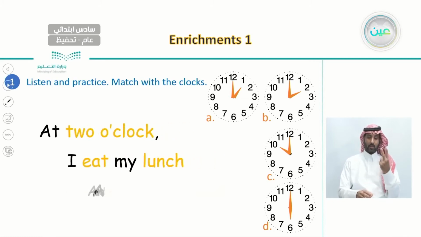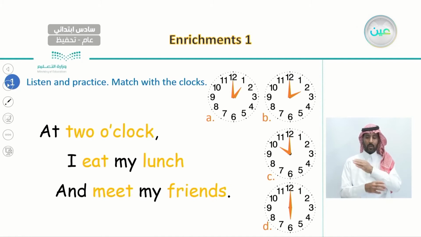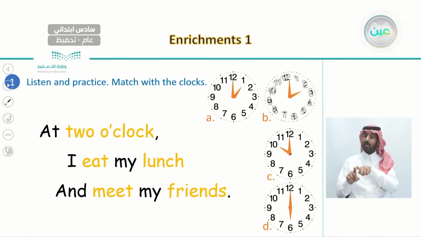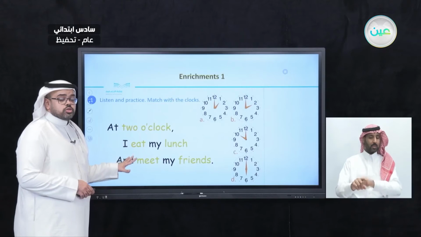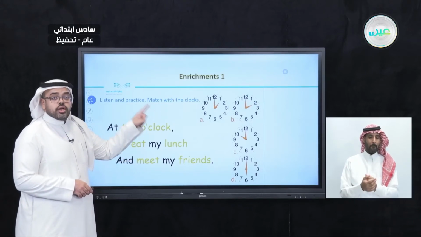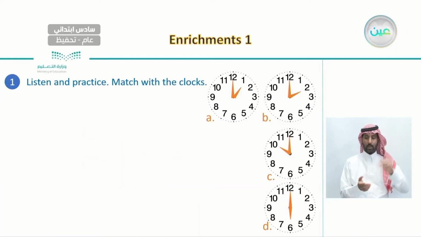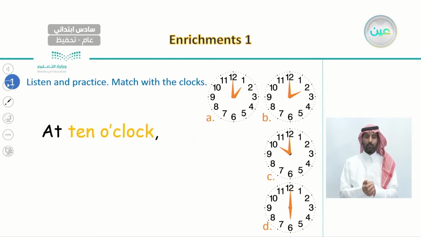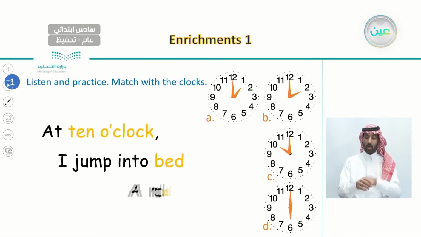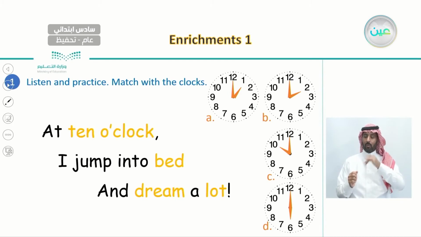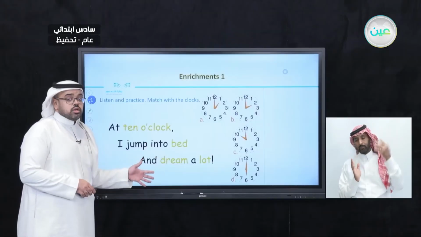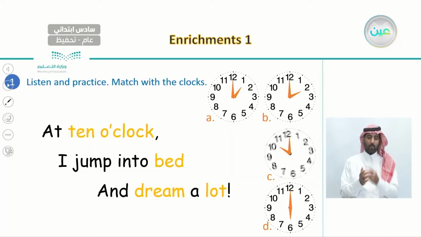At 2 o'clock, I eat my lunch and meet my friends. So which one of these can we choose as the clock? It is number B. And the last one is, at 10 o'clock, I jump into bed and dream a lot. So which one of these is 10 o'clock? It is, of course, number C.